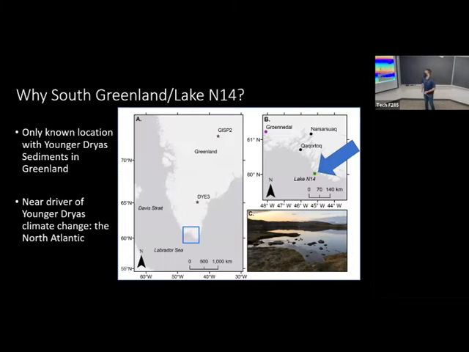So to answer some of these questions, we went to Lake N14 of South Greenland. This is a really ideal site for adding to these iconic Greenland ice cores because it's near the southern tip of Greenland and very close to the North Atlantic, which is thought to play a major role in the cause of the Younger Dryas event. And more specifically, changes in ocean circulation brought about by ice sheet melt, inhibiting the flow of warm water from the equator up to just off the coast of South Greenland.